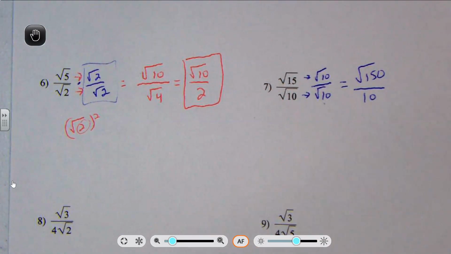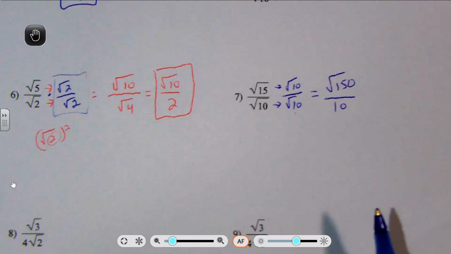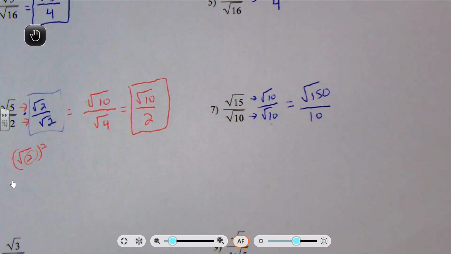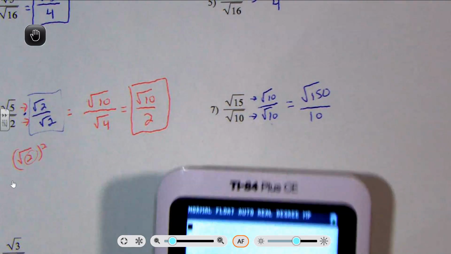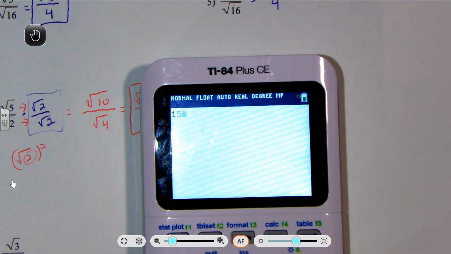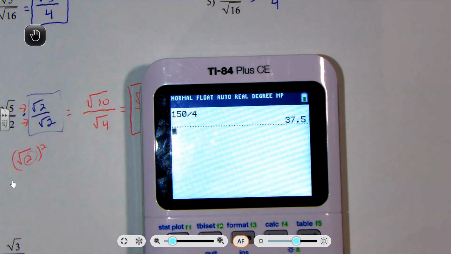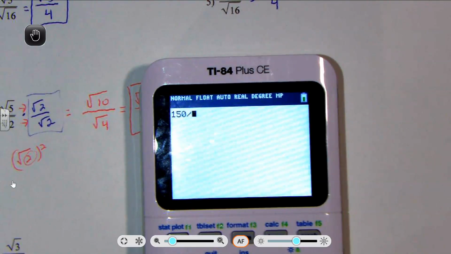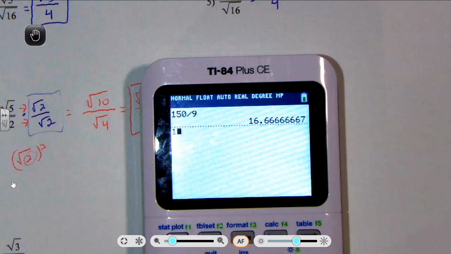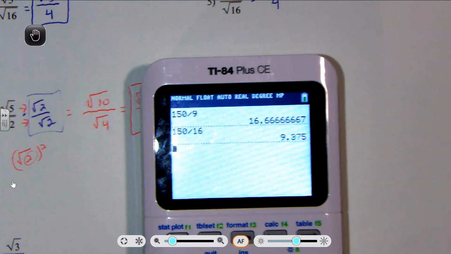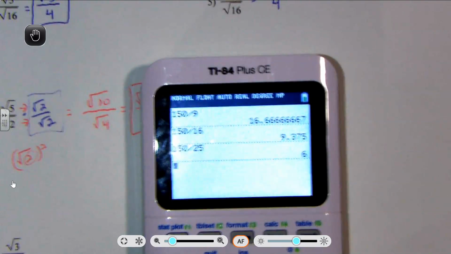So we got to be careful. I can't just be like, oh, I'm completely done, because I need to figure out if there's any perfect squares that go into 150. So 4 does not go into 150, I believe. So 150 divided by 4, that does not work. 150 divided by 9, that doesn't work. 150 divided by 16, that's not going to work. 150 divided by 25, there we go.